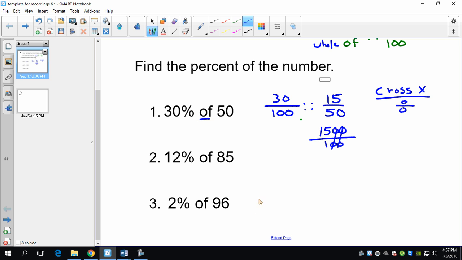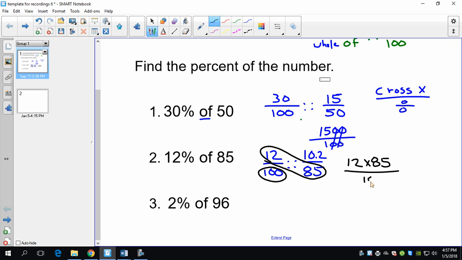Number two, 12% of 85. Again, 12 is going to be written over 100, is proportionate to blank over 85. You're going to do 12 times 85. 12 times 85 is 1,020. 1,020 divided by 100 is 10.2. So don't forget, this is kind of our process here. We're doing 12 times 85, and we're dividing that by 100, and we got 10.2.